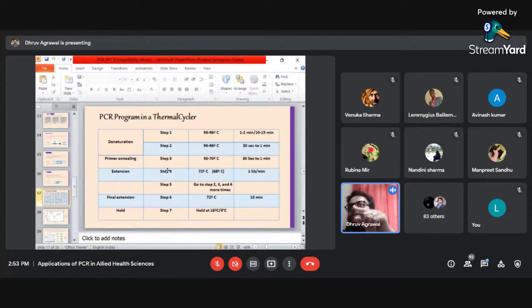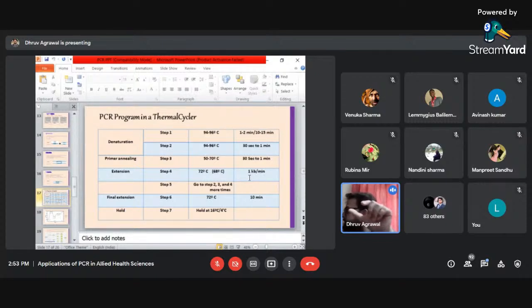That basically depends upon the time which we have given for the extension. If you exactly know the size of your gene of interest which you are going to copy, you can decide what time you should give for the extension step. Generally, we give 1 minute for 1 kb, 1 minute for 1000 base pairs.